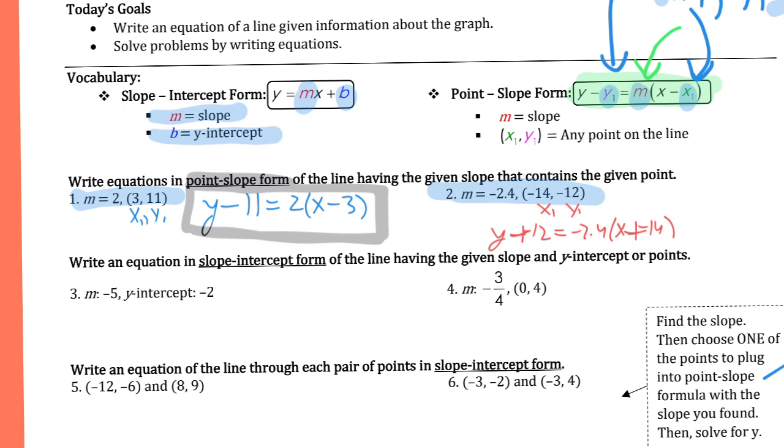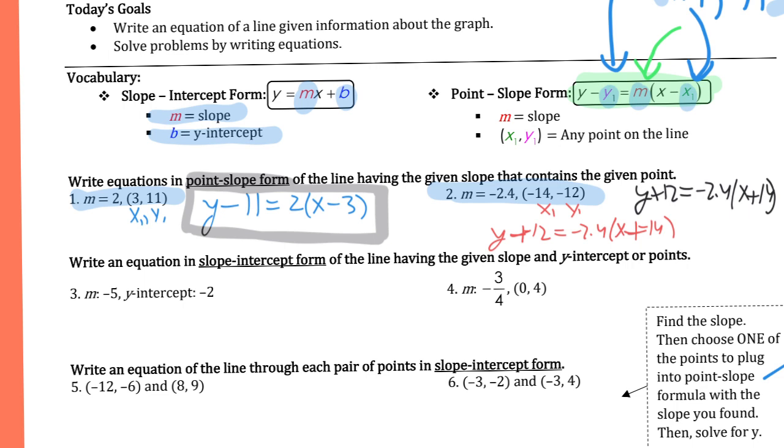This is a little blobby looking, so I should rewrite it so you can see. It should be y plus 12 equals negative 2.4, and then x plus 14. So that's what that equation will look like in point slope form. Once you write the equation, make sure you check what they want your final answer to be in. Let's look at the next one.